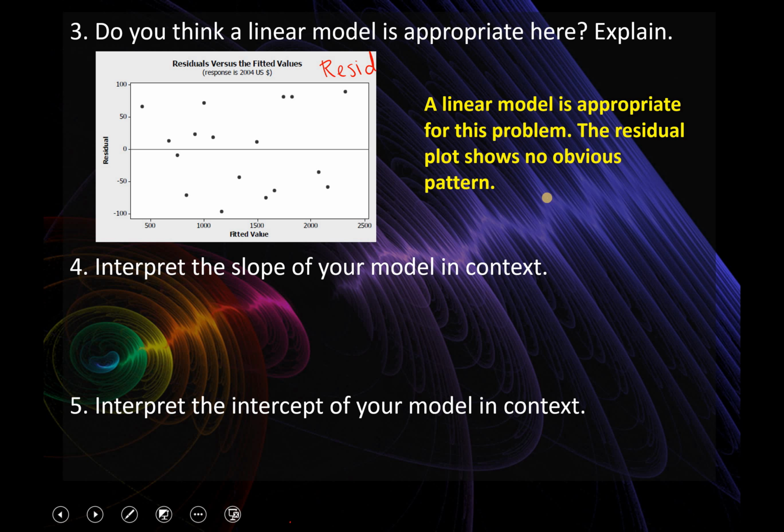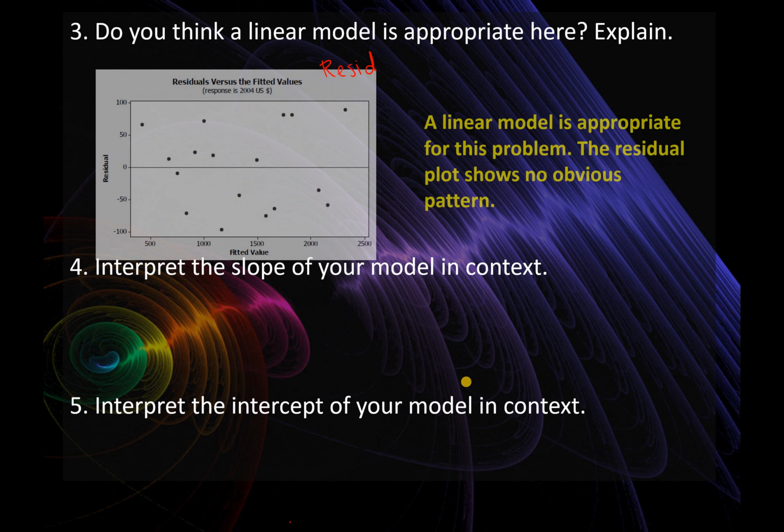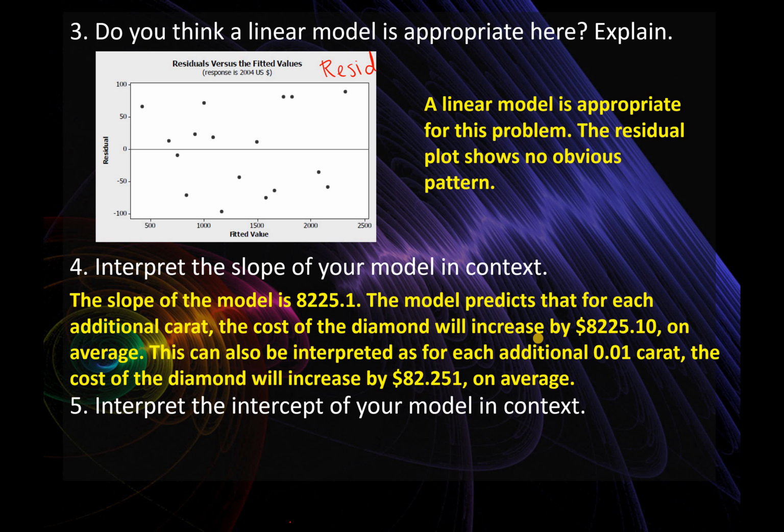Now, we had already calculated our regression line, and it says interpret the slope of your model in context. Your model is always going to have the same interpretation. You take your slope, and then you're going to say the model predicts, or all sorts of different ways to say that, each additional carat will increase the cost of the diamond by $8,225.10 on average. Okay, you've got to have that word on average. Remember, this is a prediction. This isn't what we know is going to happen. Heck, it's not. There are other things involved.